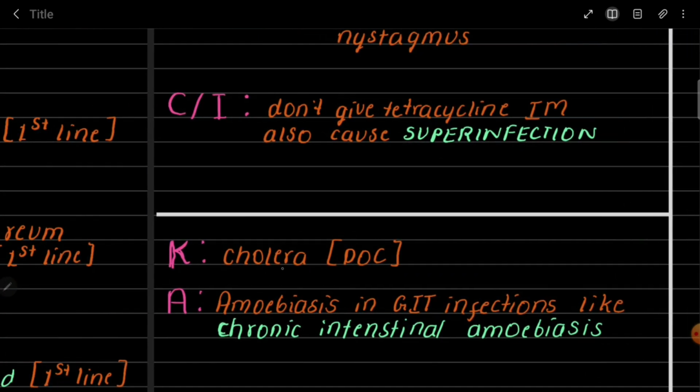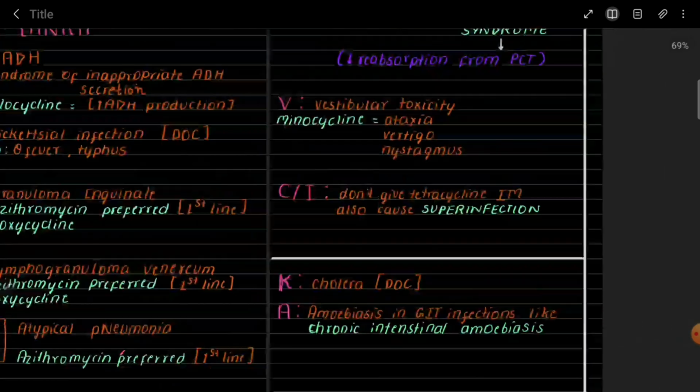K stands for cholera. Tetracyclines are the drug of choice for cholera. And A stands for amoebiasis in GIT infections like chronic intestinal amoebiasis. You must remember that in the susceptibility portion, we learned that high concentrations of tetracycline can also act against Entamoeba histolytica. So they can also fight against amoebiasis.